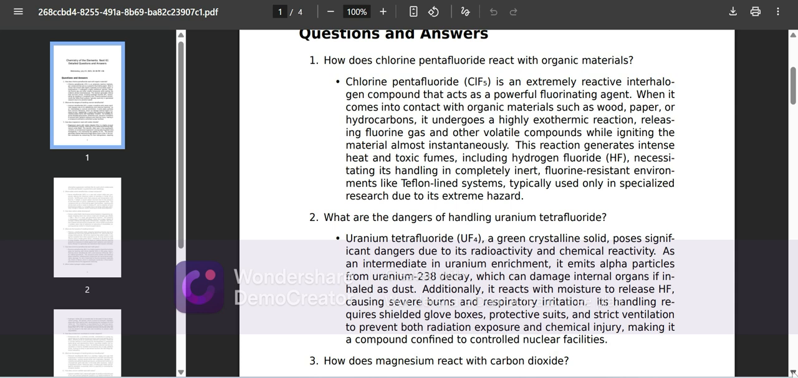How does chlorine pentafluoride react with organic materials? Chlorine pentafluoride, ClF5, is an extremely reactive interhalogen compound that acts as a powerful fluorinating agent.